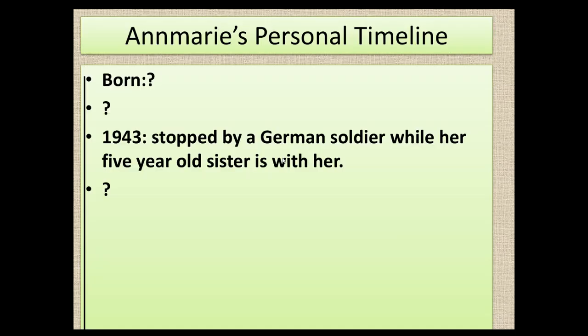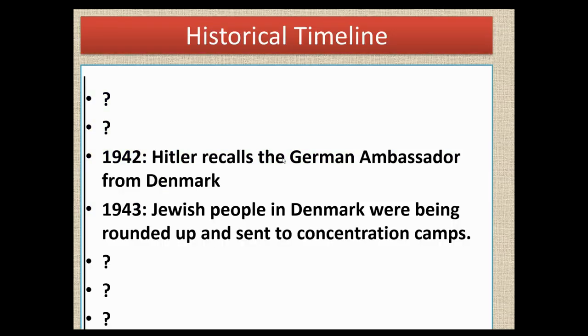So for Anne Marie's personal timeline, what we have so far, we're not quite sure when she was born. We can assume it was a few years before 1943 when the soldier stopped her and her sister. But that was one of the events for her personally. We haven't gotten too far into the story, but that's really what we have so far.